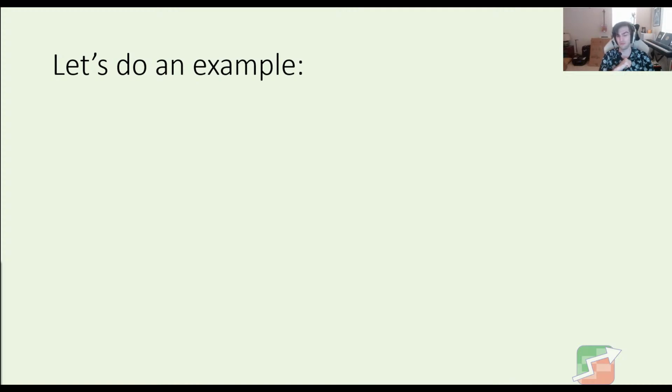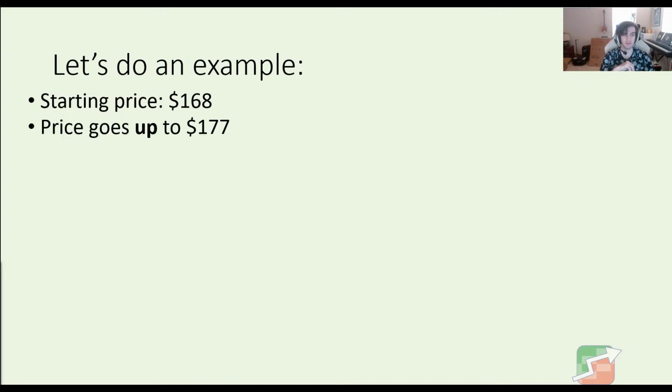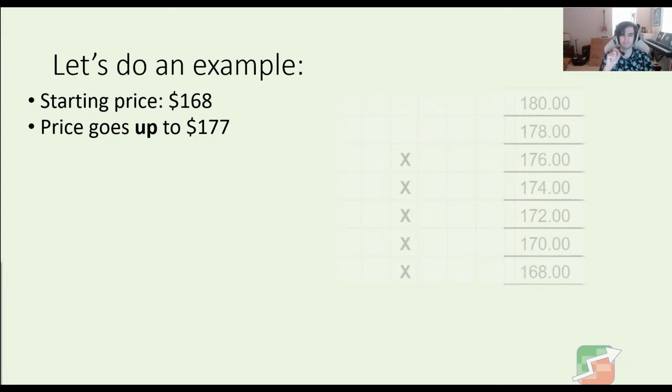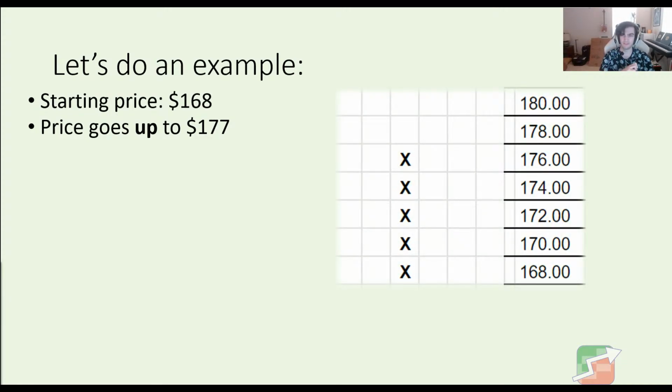Let's look at an example together to see this a little bit more clearly. Say Juan de los Palotes has an ETF, and the Juan de los Palotes mutual fund, I have an obsession with mutual funds today, ETF has a starting price of $168. Now, we had a really good day in the market. The price went up to $177. So our chart would look a little something like this.